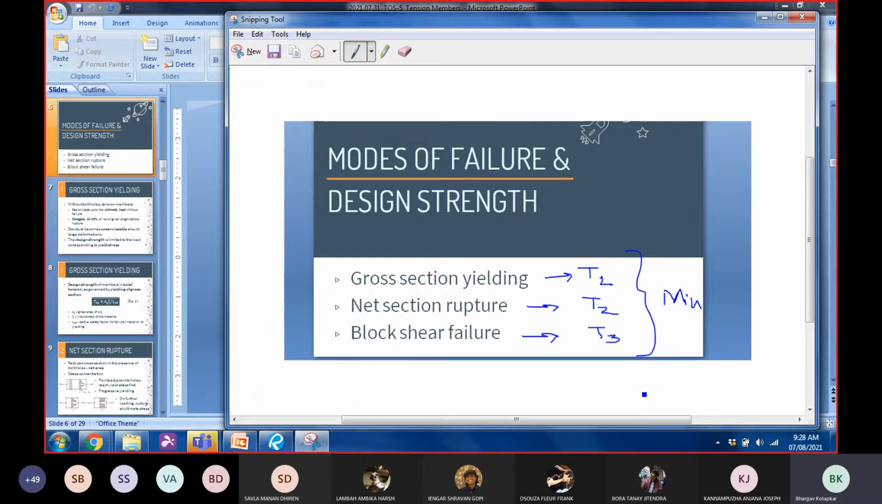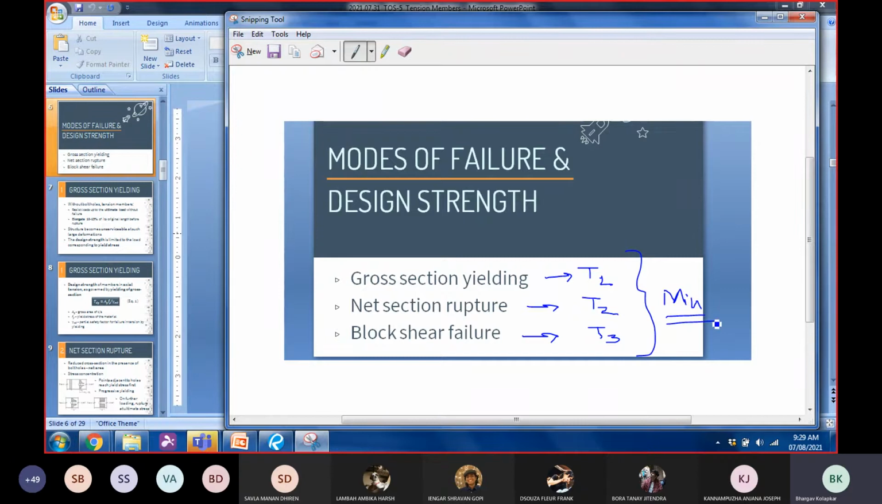Why? Because at the minimum value, one of the failures would occur, and then we really don't care if the other failures occur or not. So our member has failed. Our objective here is that our member should not fail for any of these three. So if either T1 or T2 or T3 is reached, then the member has failed. And therefore, our design tensile force is the minimum of these three.